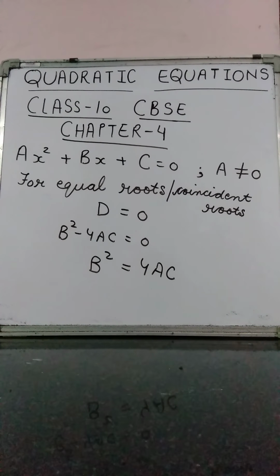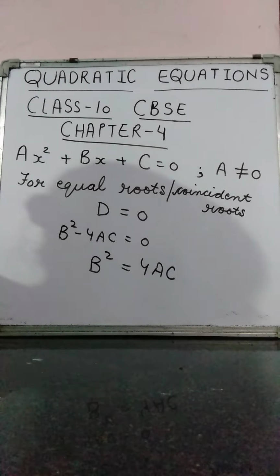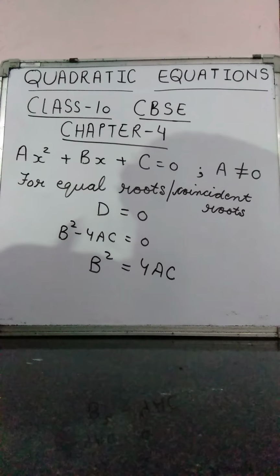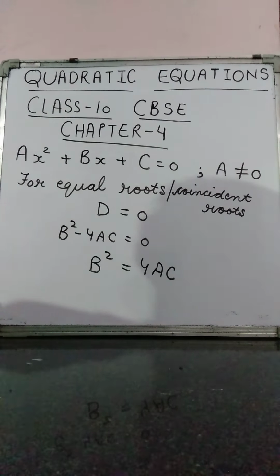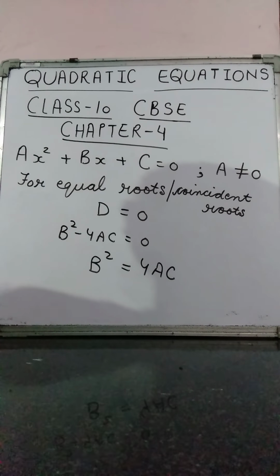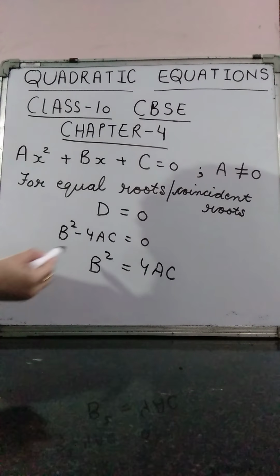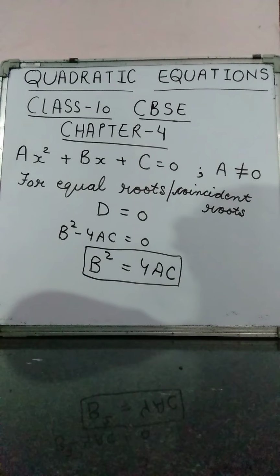Today's video is on equal roots or coincident roots of quadratic equation. The other name of equal roots is coincident roots. Quadratic equation is given by ax square plus bx plus c is equal to 0, where the coefficient of x square, that is a, is never equal to 0. The condition for equal roots is discriminant is equal to 0, b square minus 4ac is equal to 0, so b square is equal to 4ac. This is the condition for equal roots.